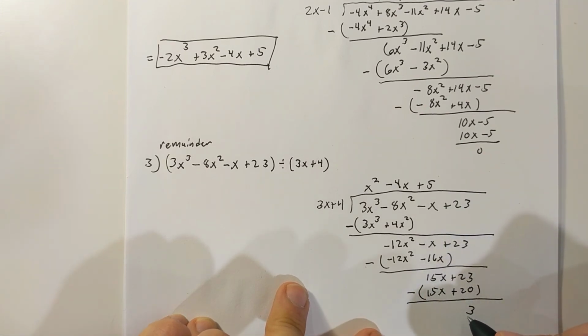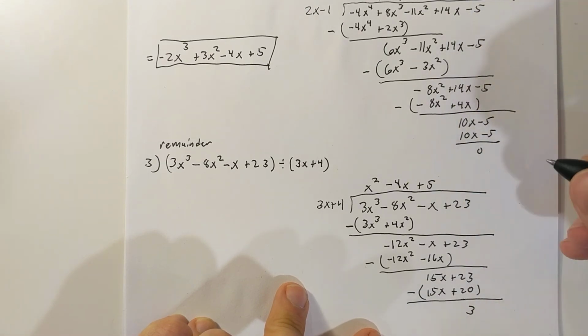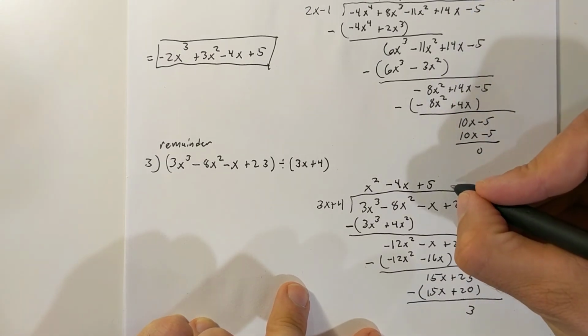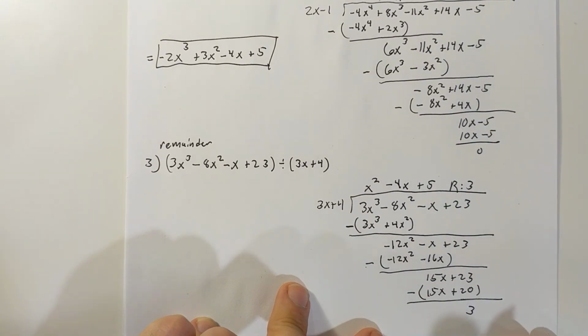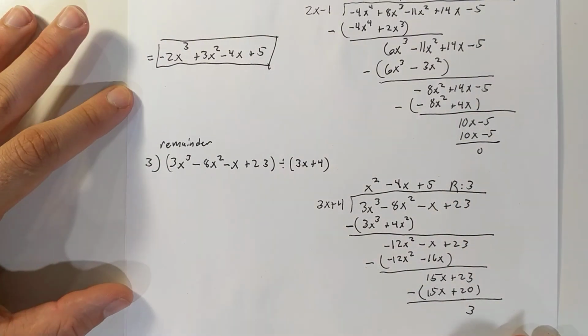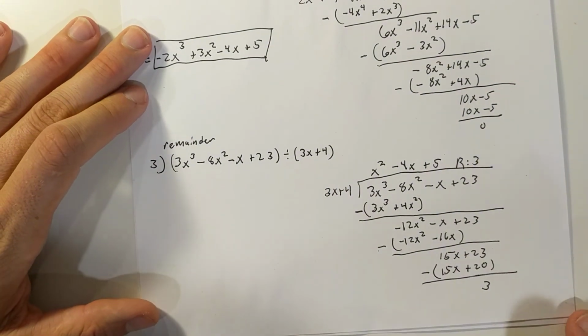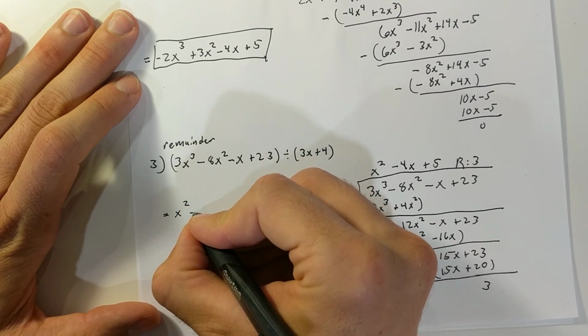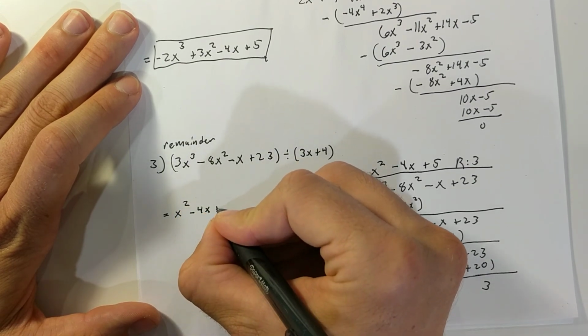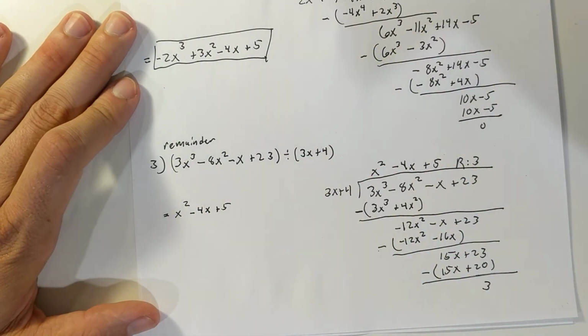So now I have a remainder here. So, depending on how I ask for it, sometimes you can just say the remainder is 3. Other times, they might want you to write it as a fraction. So the way we write it as a fraction is we say, well, this is going to be x squared minus 4x plus 5. But there is this 3.